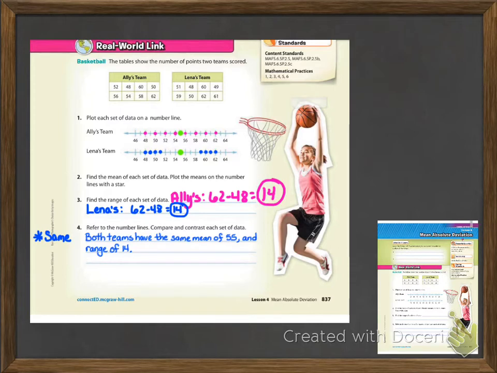So let's talk about that. When we write that, we're going to write what the differences are. The data for Allie's team is more spread out, and Lena's team is more clustered. So it just needs to be kind of basic. It doesn't have to be any fancy type of talk.